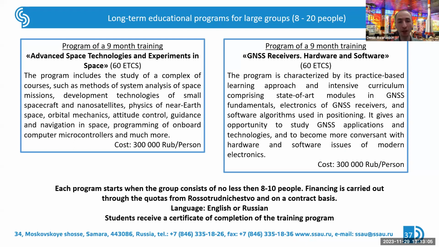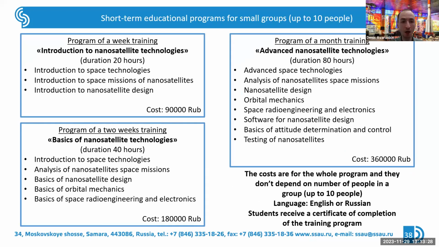And the cost of study is 300,000 rubles per person. And we start the program if we have 8 or 10 people in the group, so we can start this program. So this is for those who already have a higher education, I mean, who already have a bachelor or master degree.